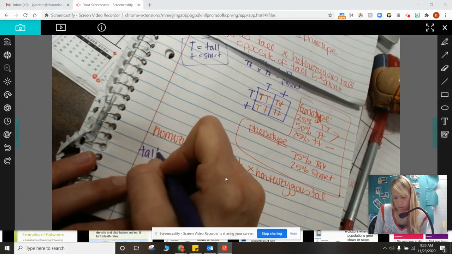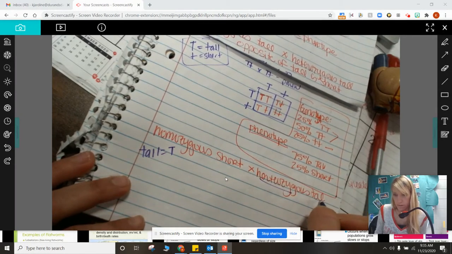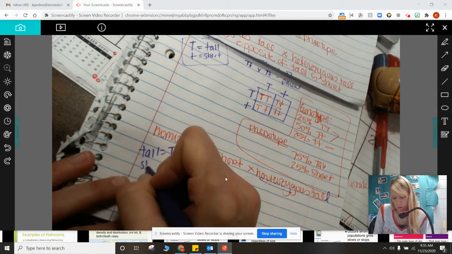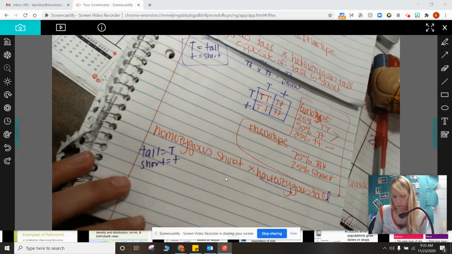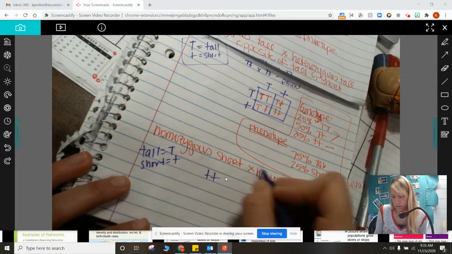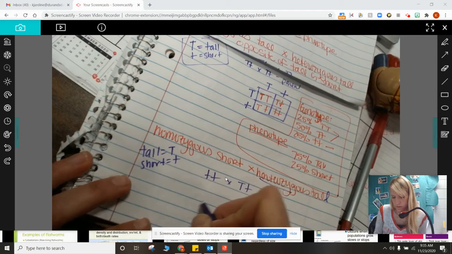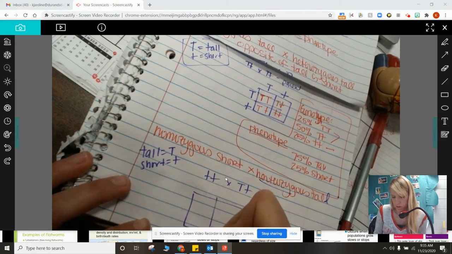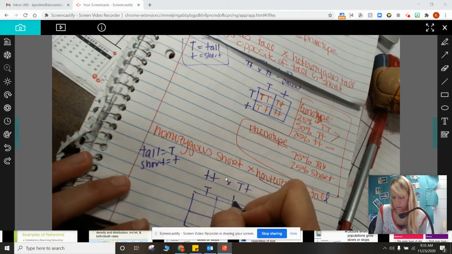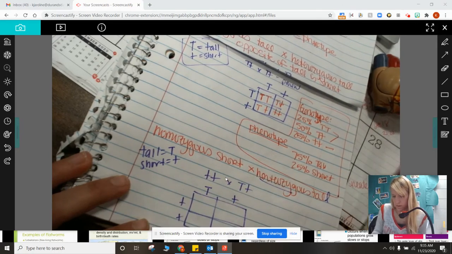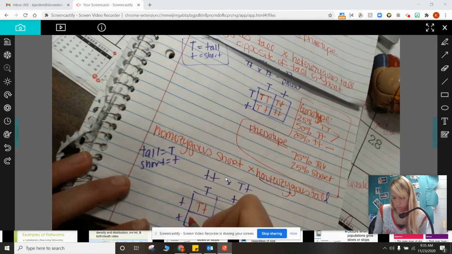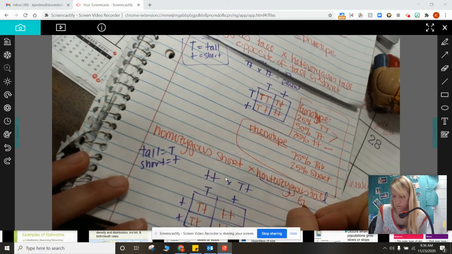So tall is big T because heterozygous is always dominant. Short is little t. Homozygous short, little t, little t. Heterozygous tall, big T, little t. Monohybrid cross. Cross one trait. Big T, little t. Little t, little t. Big T, little t. Big T, little t. Little t, little t. Little t, little t. So state the genotype and phenotype.